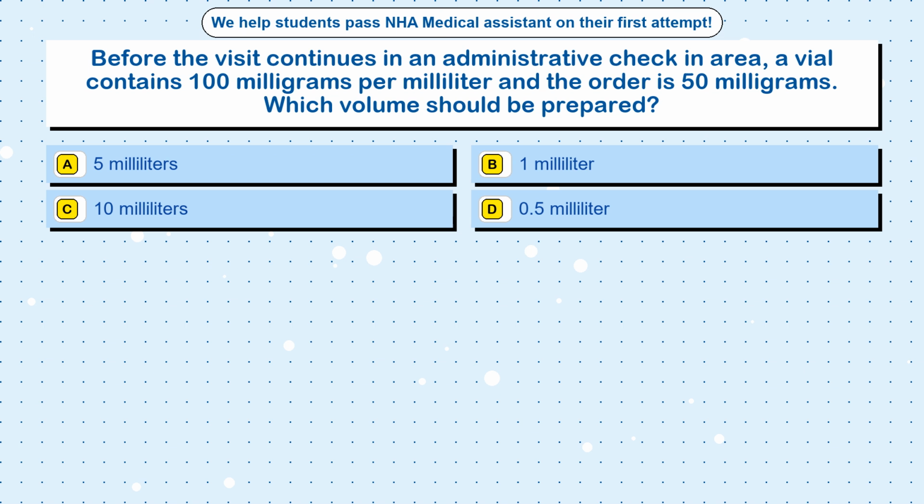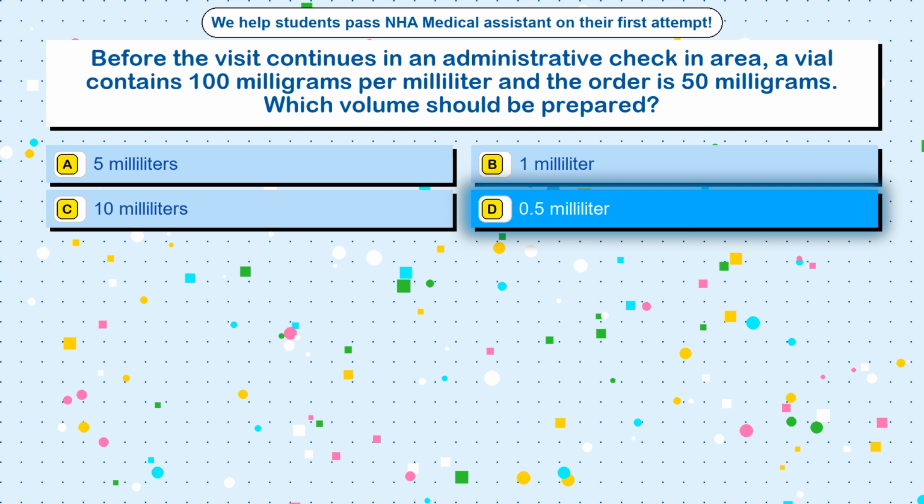Question 70. Before the visit continues in an administrative check-in area, a vial contains 100 mg per milliliter and the order is 50 mg. Which volume should be prepared? Option A, 5 milliliters. Option B, 1 milliliter. Option C, 10 milliliters. Option D, 0.5 milliliter. The correct answer is option D, 0.5 milliliter.